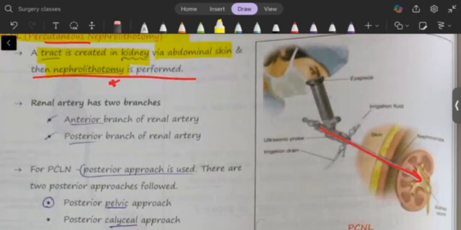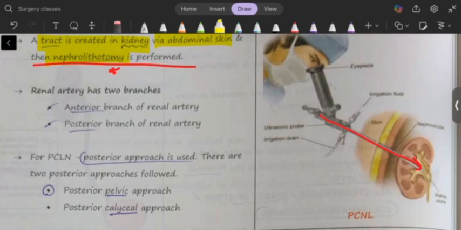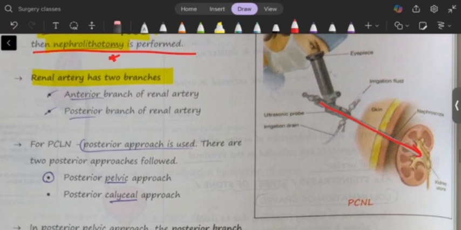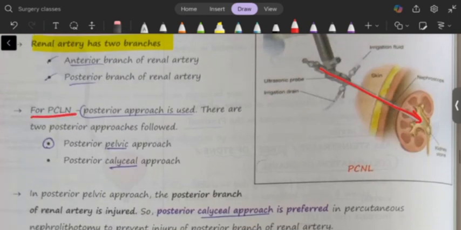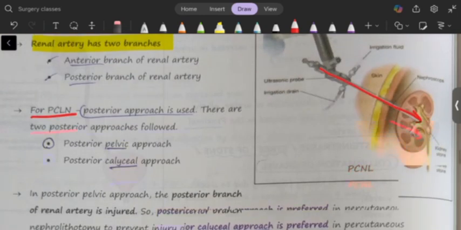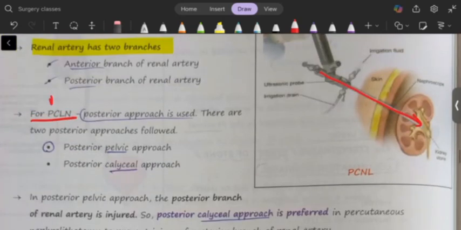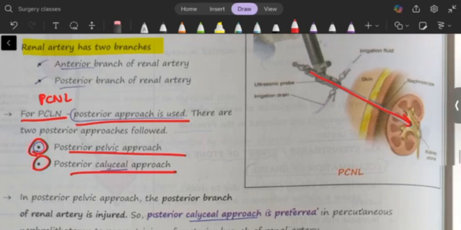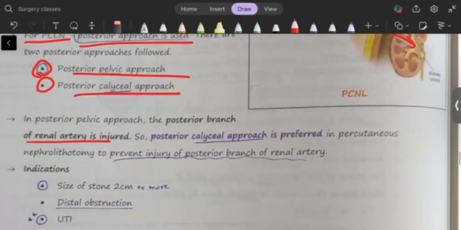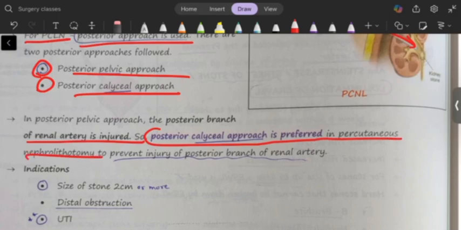Okay, so for this we need to know that the renal artery has two branches, the anterior branch of the renal artery and the posterior branch of the renal artery. For percutaneous nephrolithotomy, that is PCNL, the posterior approach is used. There are two posterior approaches: the posterior pelvic approach is one, and the posterior calyceal approach is the other. In the posterior pelvic approach, the posterior branch of the renal artery is injured, so the posterior calyceal approach is preferred in percutaneous nephrolithotomy to prevent injury of the posterior branch of the renal artery.